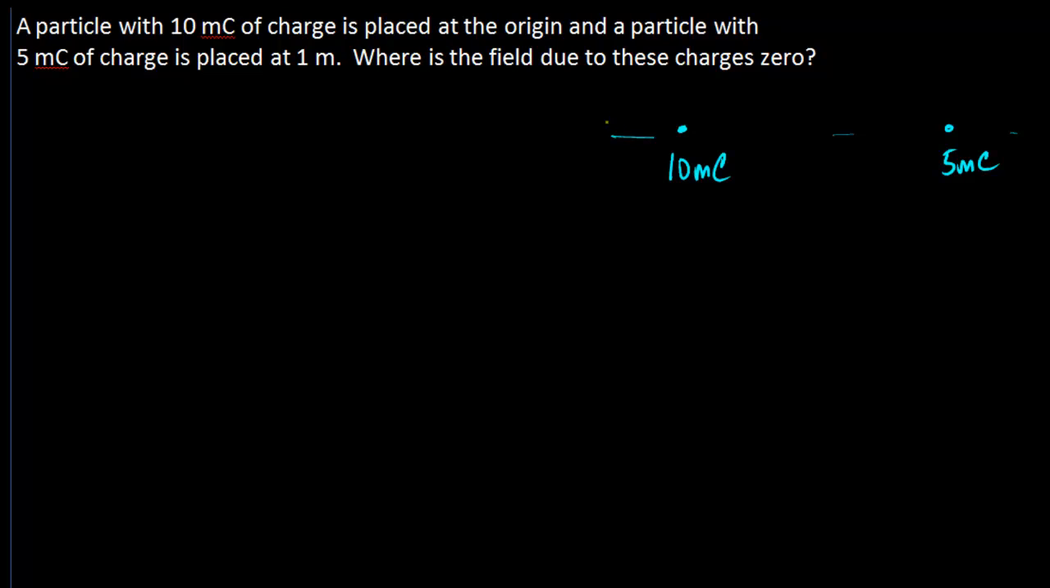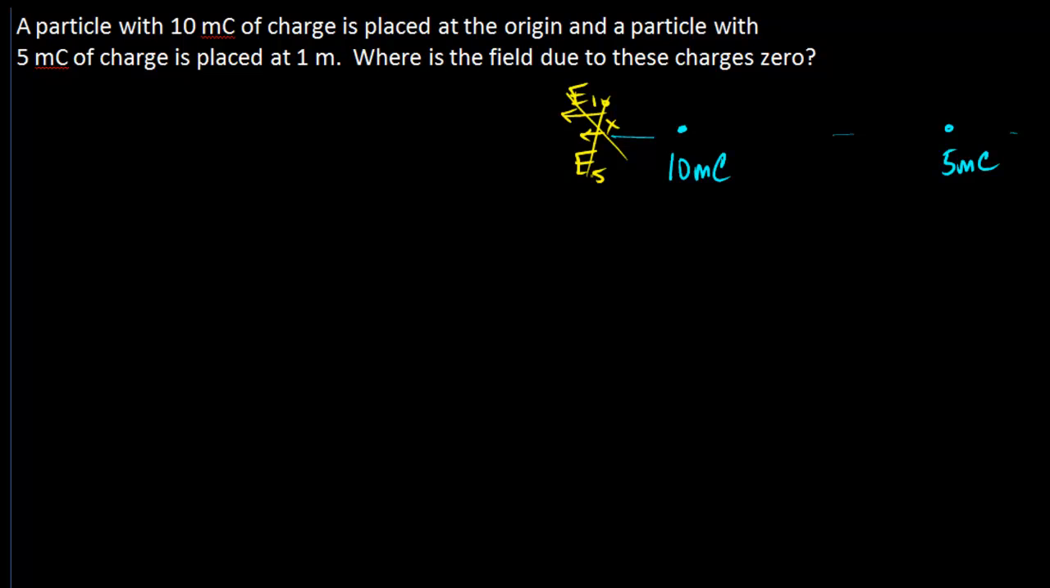So we start with the left. At some point over here, we're going to get a field due to the 10 millicoulomb charge going to the left. The one due to the 5 is also going to be going to the left. So these can never cancel out to be 0. They're both going in the same direction, so we know anything to the left is no good. We're not going to find a solution there.